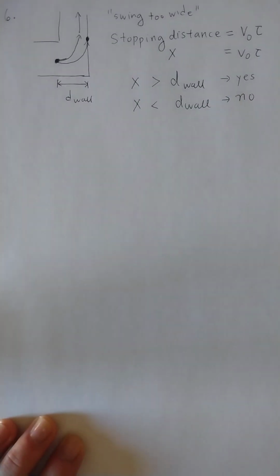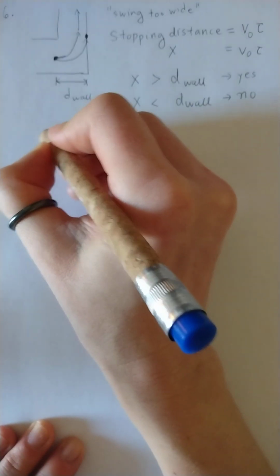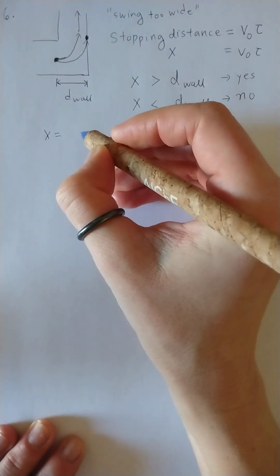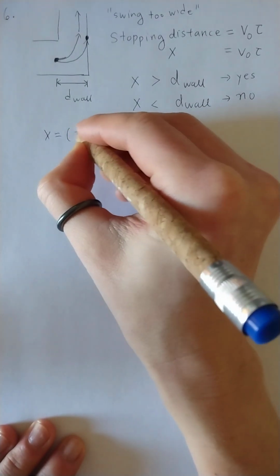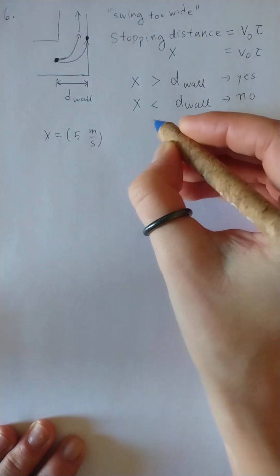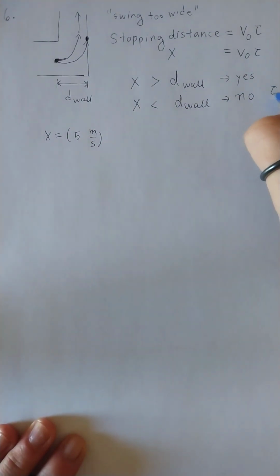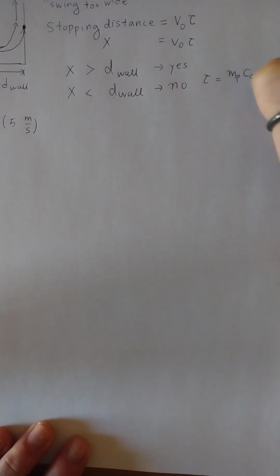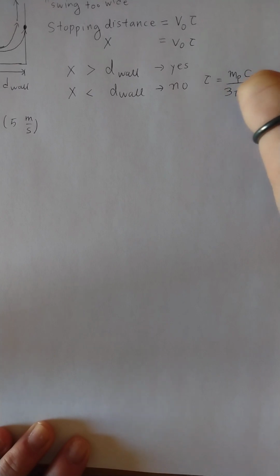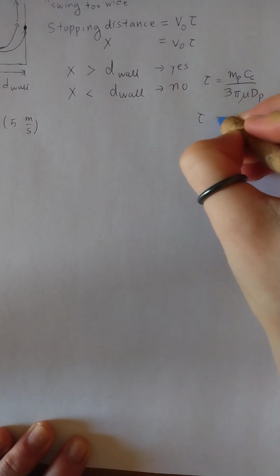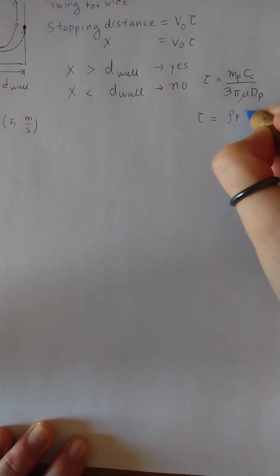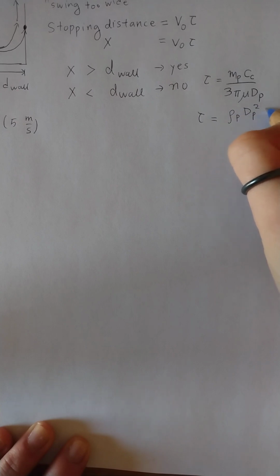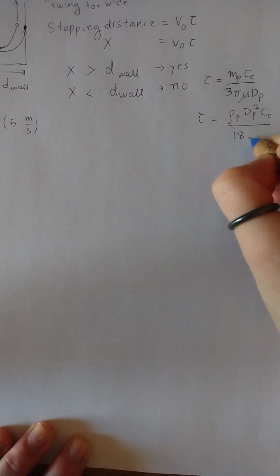Okay, so in fact this is fairly straightforward. We just need to calculate the stopping distance of the particle. So x is the initial velocity of the particle, which we're given as 5 meters per second. And tau, most generally, is the mass of the particle times the Cunningham correction factor over 3 pi mu dp. If we assume that we're looking at a spherical particle, then that simplifies to dp squared c sub c over 18 mu.